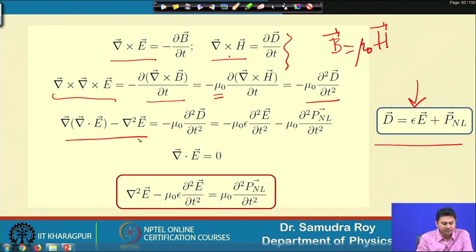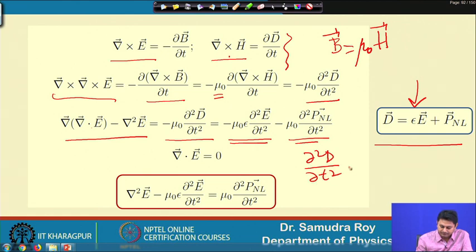We know it is a grad of divergence of E minus grad square E, and then the right hand side is minus mu 0 epsilon 0 d2 dt square. This term is now represented into two parts, one is this and another is this, because my D is epsilon 0 E plus P nonlinear. So, when I write the double derivative of D, essentially in the right hand side I need to write, this is not this, this is epsilon.